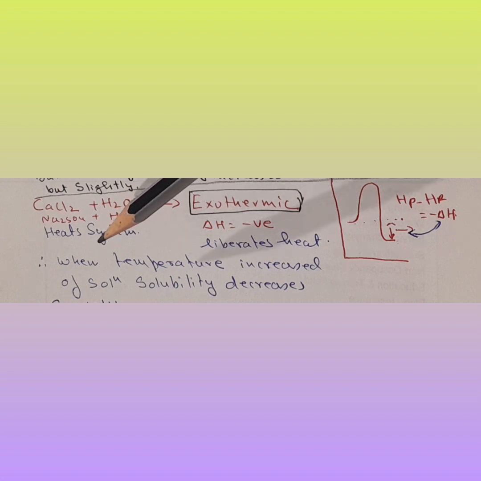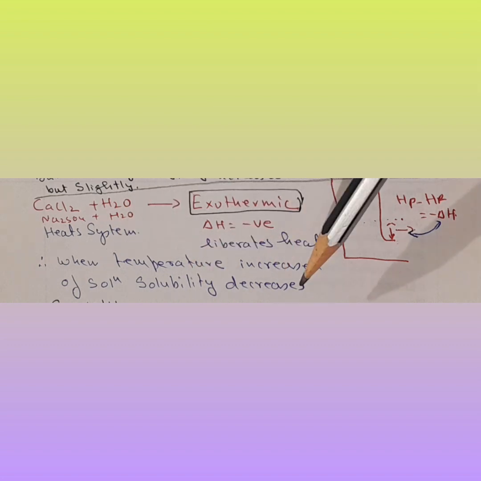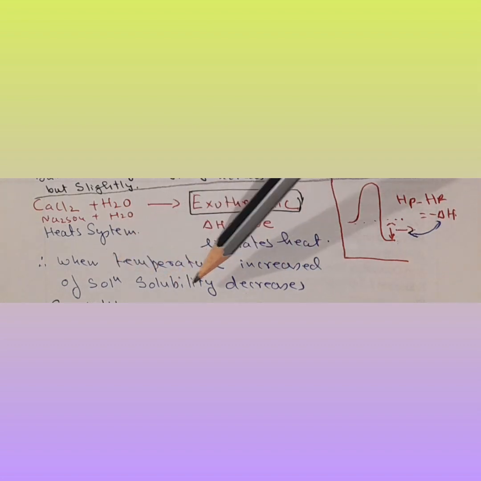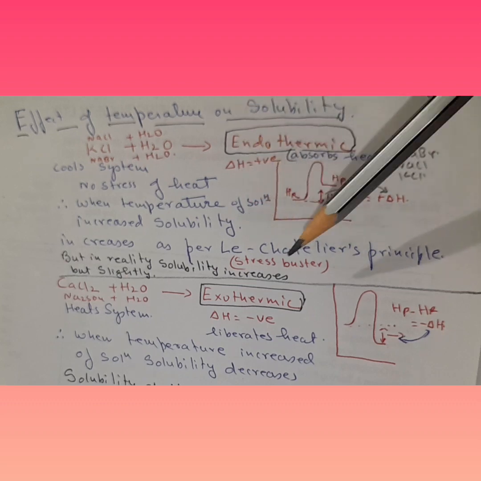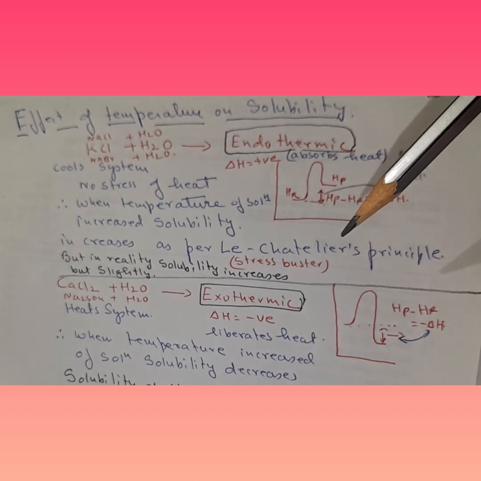Alright, so there is a stress of heat. So obviously when you are providing more stress, that is more heat, when you are increasing the temperature, we expect the solubility of these salts to decrease, and that is what we observe. When the temperature of the solution is increased, solubility also decreases. Alright, so that's about solubility, how Le Chatelier's principle is followed by the process of solution.